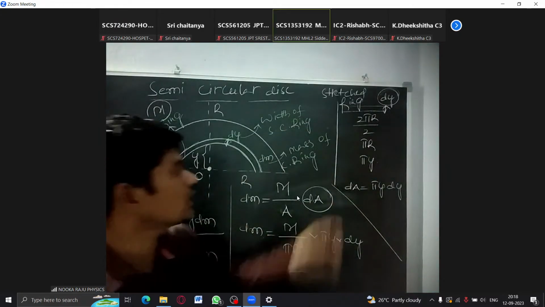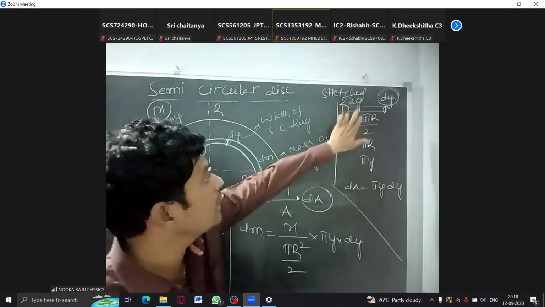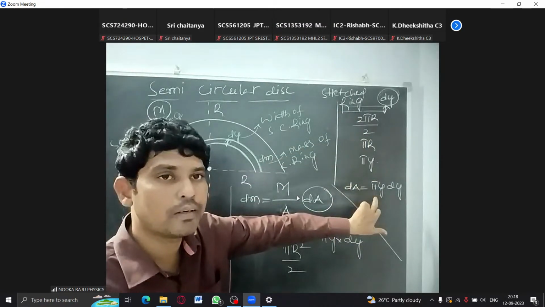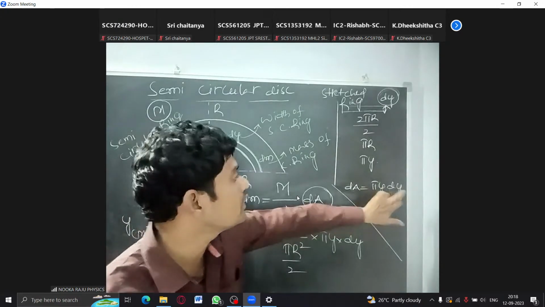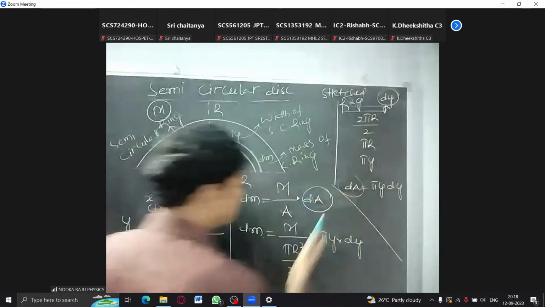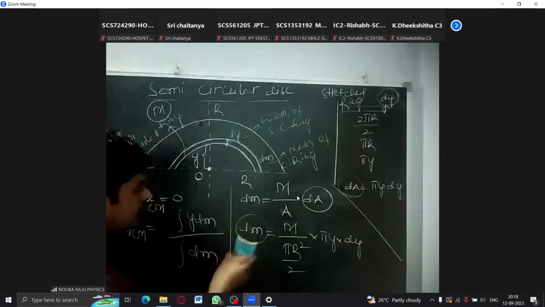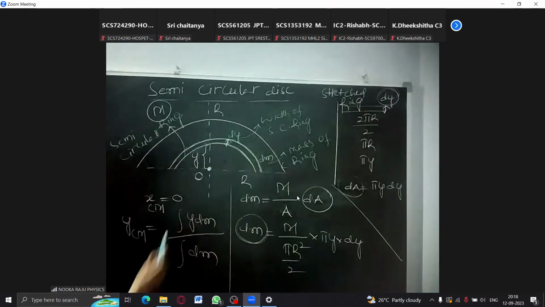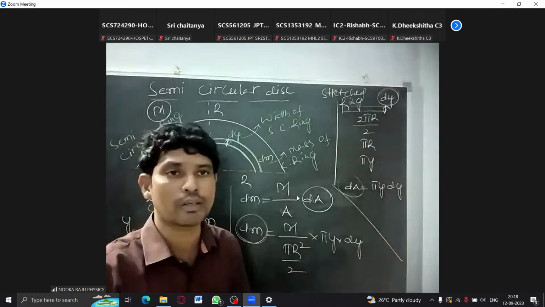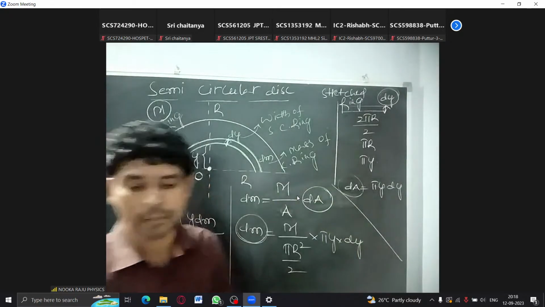Yes, sir. So how can you calculate the area of the circular ring? Side into side, like pi y into dy. So we got the area value; substitute it directly here. So we got the dm value. Directly you can substitute the dm value in this expression, you'll get the answer. Okay, tomorrow I will continue. Up to here, please write them. Just work out the remaining part.